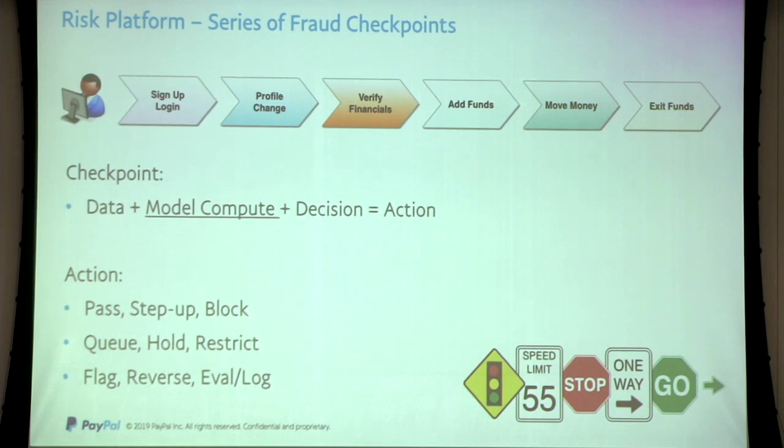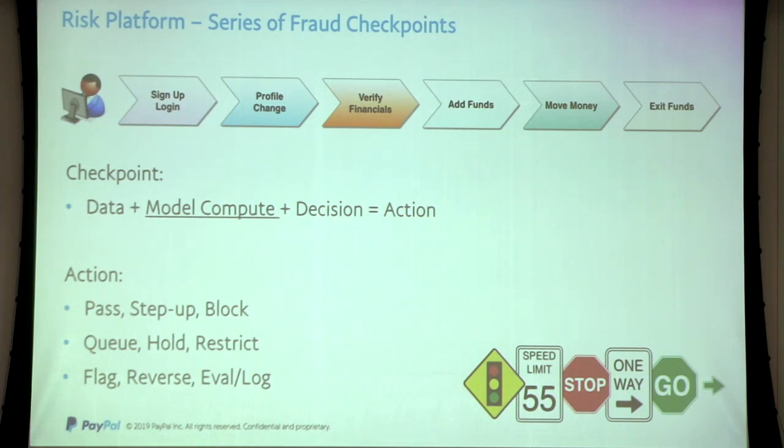All right, so the risk platform itself is effectively a series of checkpoints. Now, what is a checkpoint? A checkpoint is essentially data, model compute, and that's where the data science goes in, coupled with decisions and then a resulting action. Now, very broadly speaking, in PayPal, we have 6 categories of checkpoints.